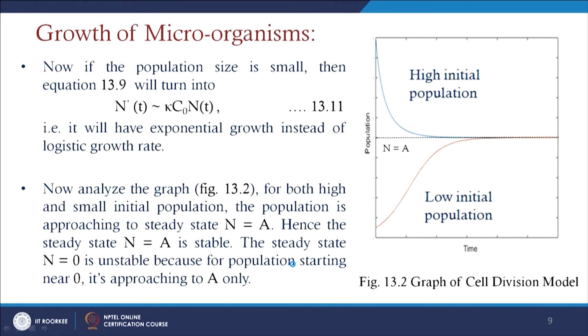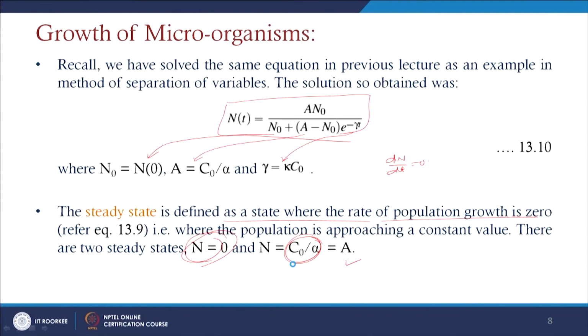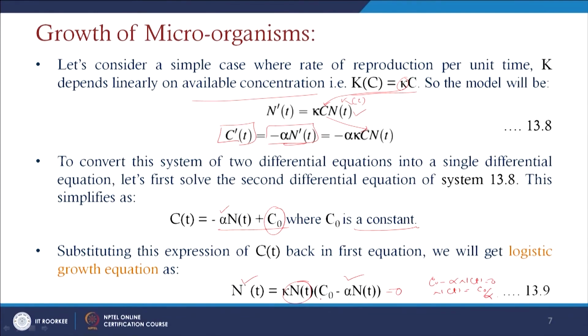Now suppose the population size is very small. Then the square and higher power terms can be neglected. Our population level is defined as n prime of t, which is k n(t) into c0 minus alpha n(t). The first term gives k n(t) c0, and the second term gives k alpha n squared t. Since n is very small, n squared can be neglected, so we have only the first term, k n(t) c0.